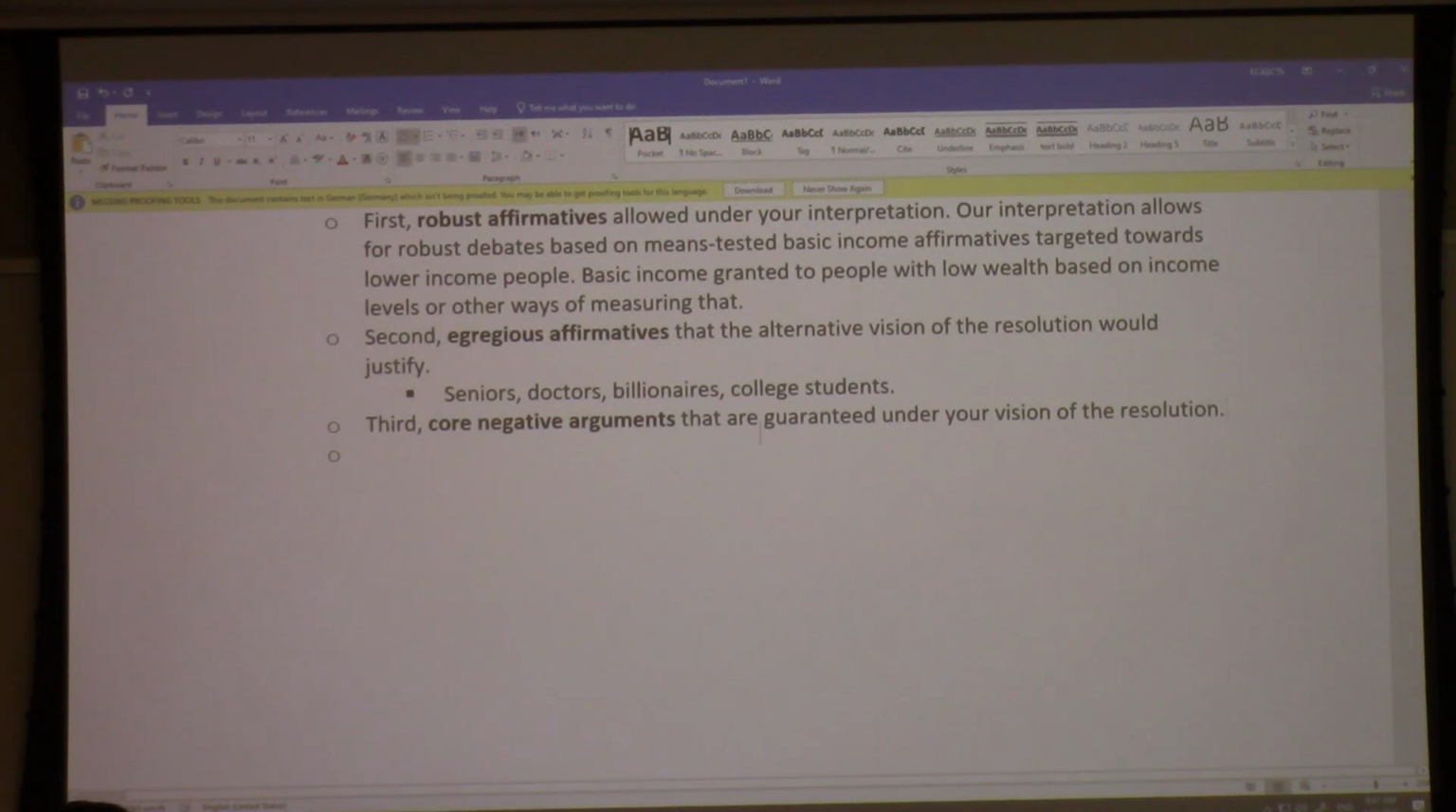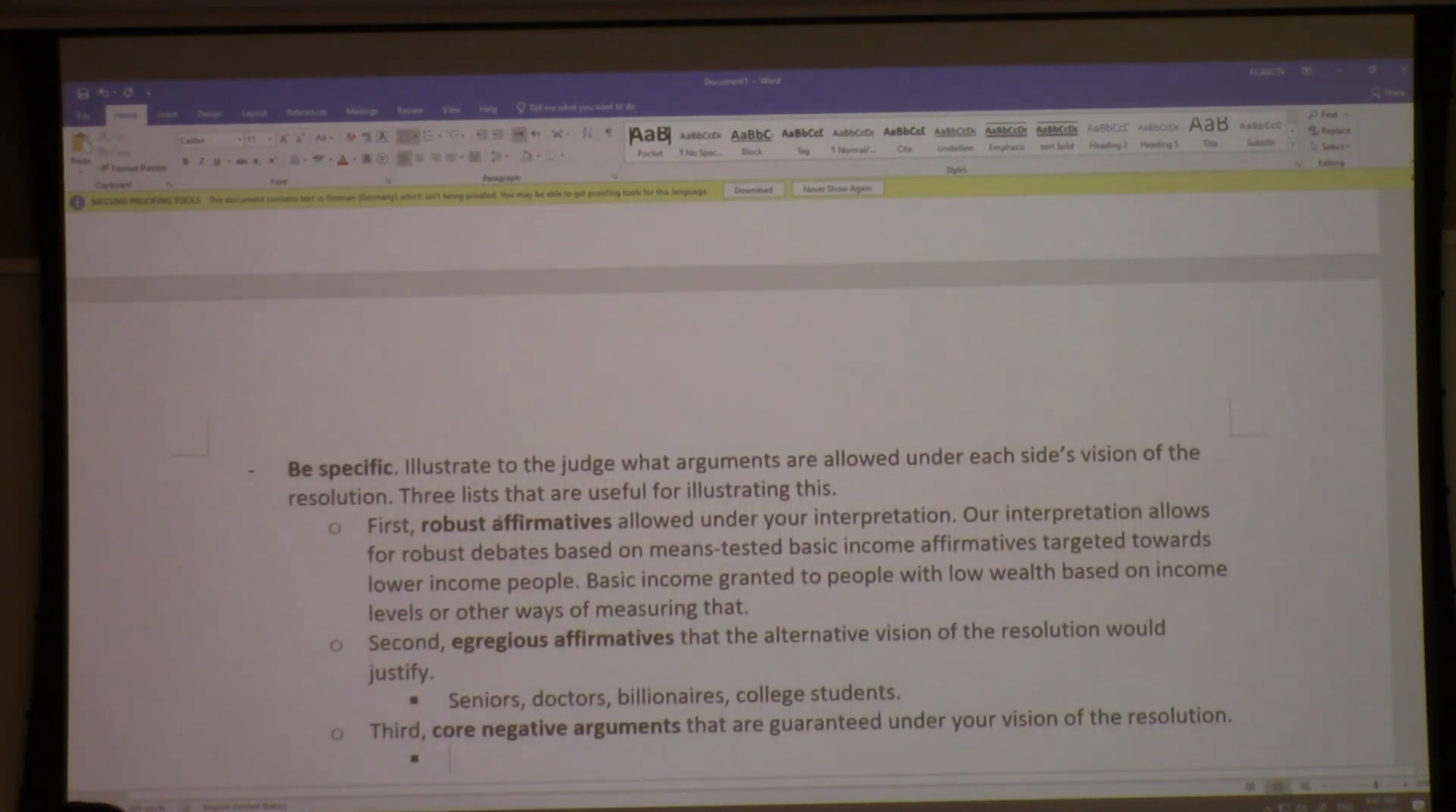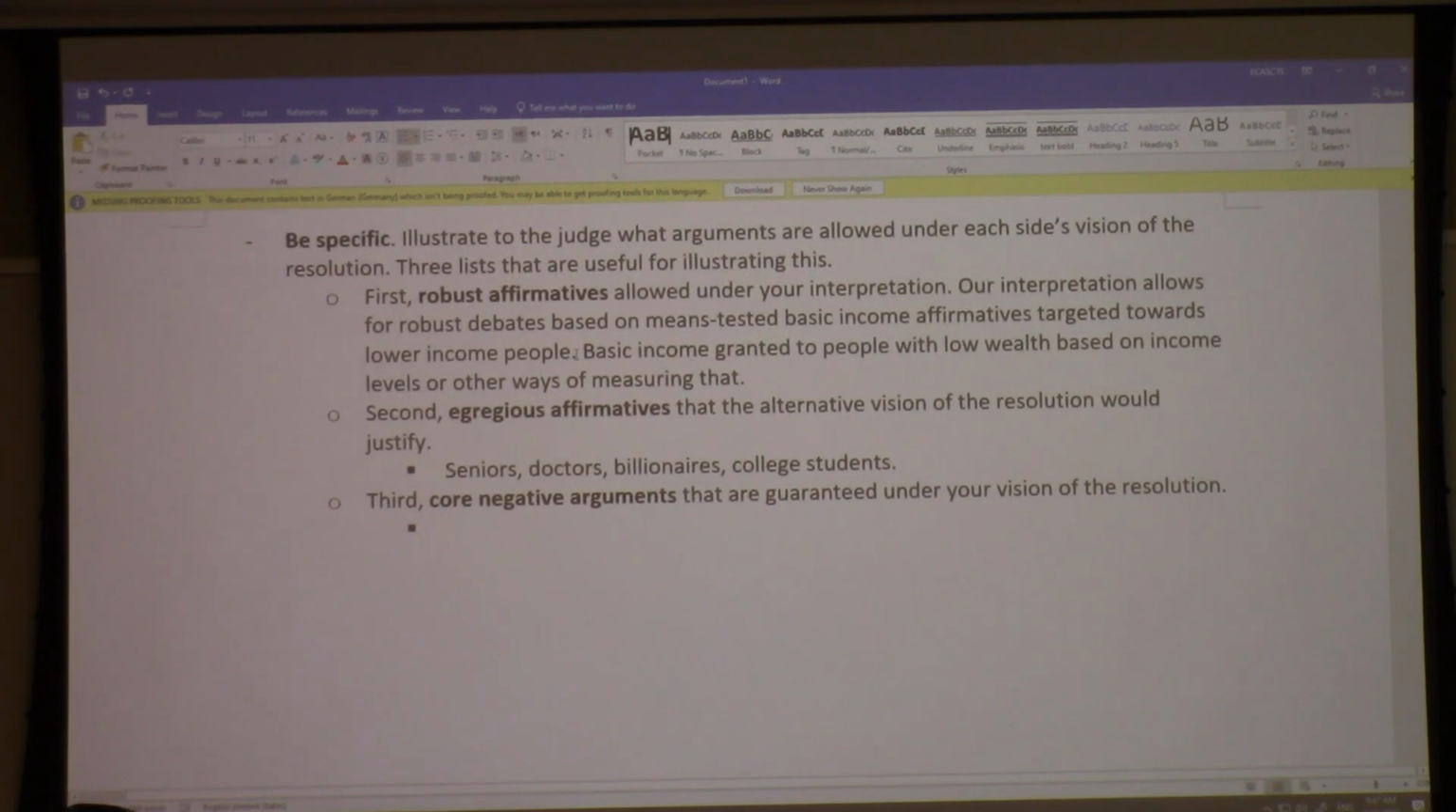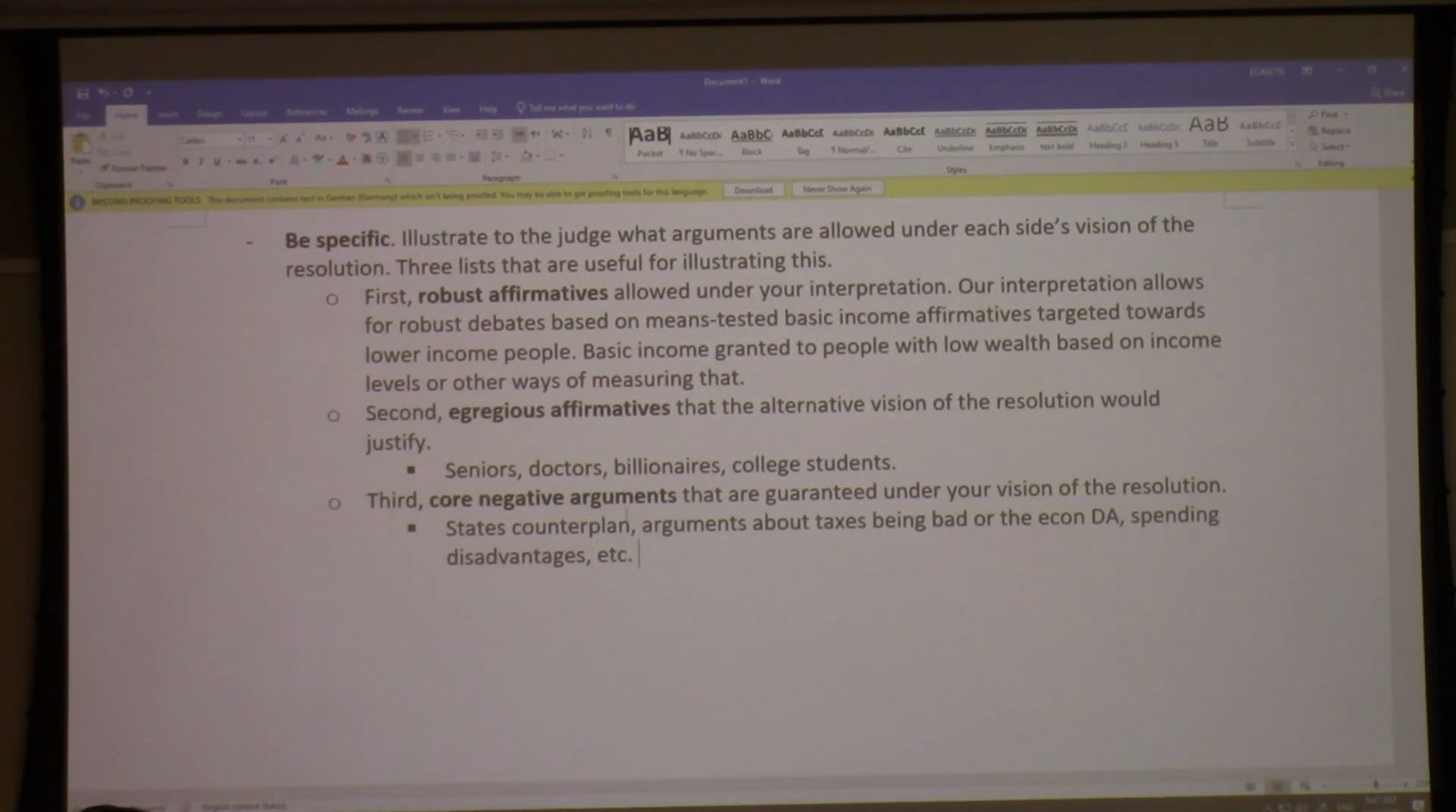So you have your three lists of things. Robust affirmatives that are allowed, like basic income based on means testing; a list of multiple egregious affirmatives that would be allowed if we did not have that particular part of the resolution, or follow the affirmative definition of it; and then four negative arguments that are guaranteed. So, say, states counterplan, arguments about taxes being bad because redistribution is necessary, econ, spending disadvantages, etc.